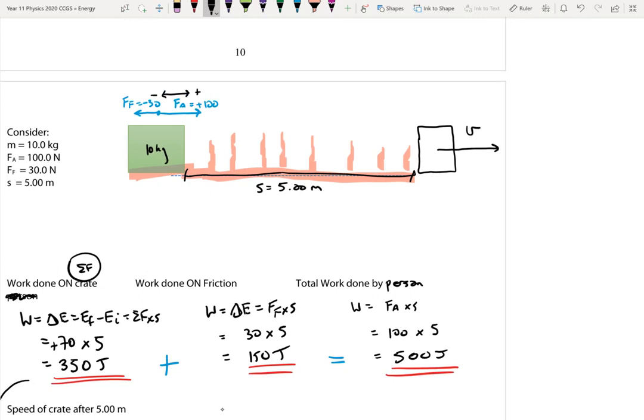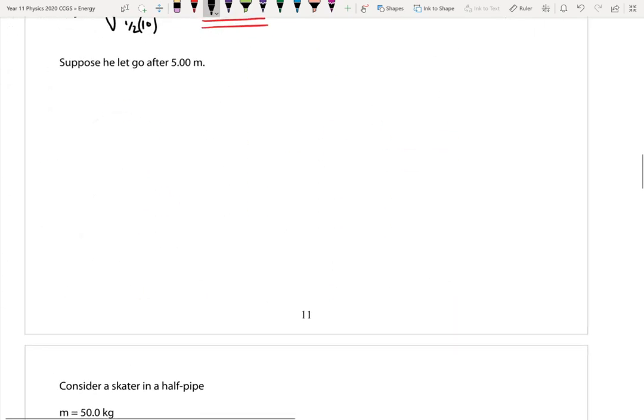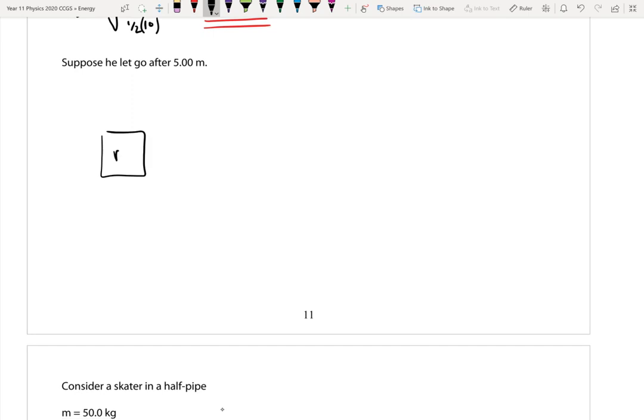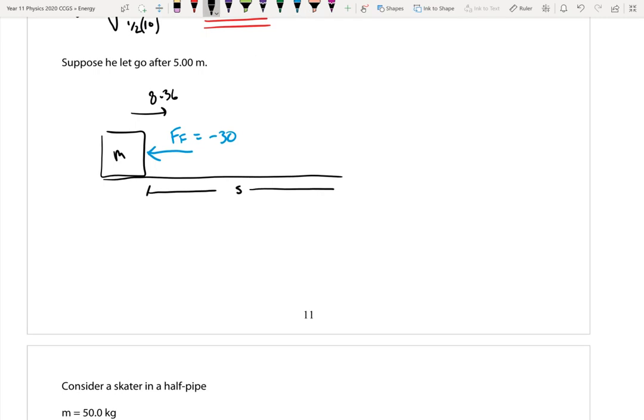Last question, gents. We figured out that this thing was traveling at 8.36. Let's suppose that he lets go. All right? So let's bring down a new scenario. We now have the mass traveling at 8.36, and it still slides along. If he lets go, there's no more applied force. There's now just a backwards force of friction, which still equals your negative 30. So now we could ask, how far would this cart slide?